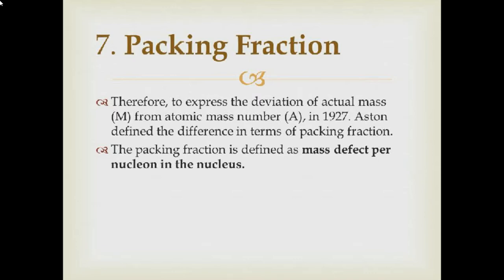In order to express the deviation of actual mass from the atomic mass number, actual mass is denoted by capital M and atomic mass number is denoted by capital A. In 1927, R.T.M.N.U defined the difference in terms of packing fraction. So what is packing fraction? Packing fraction is defined as mass defect per nucleon in the nucleus.